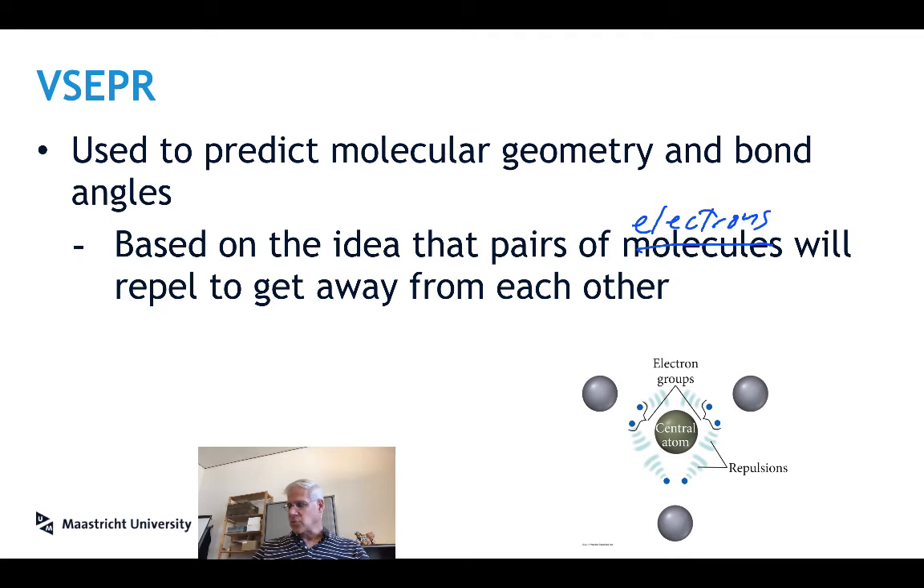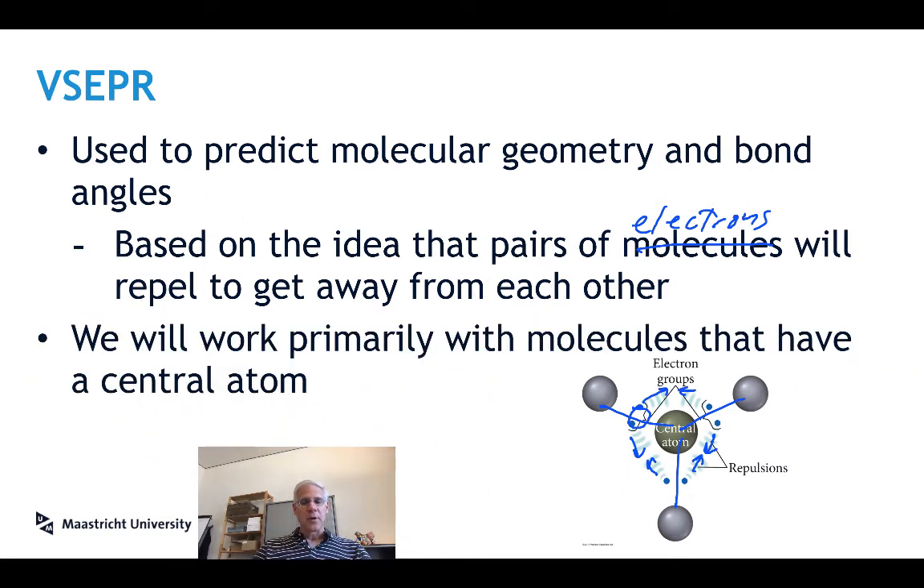So we have electron groups here. This is a bond that forms between there. And remember, a bond is nothing more than a pair of electrons between 2 atoms. Those electrons are all negatively charged, and so they will repel each other and try to get as far away as possible. When that happens, that leads to the most stable arrangement of those electrons around each other.